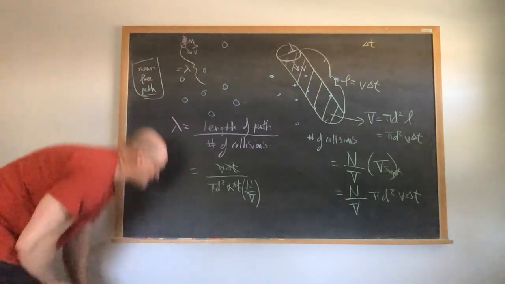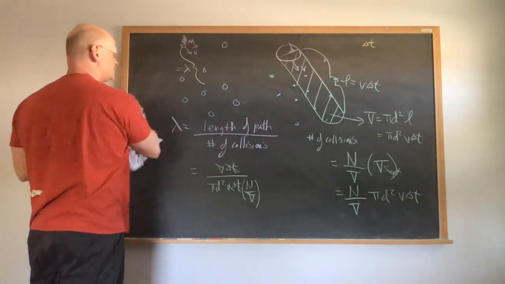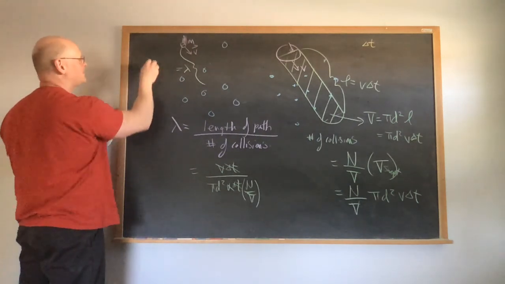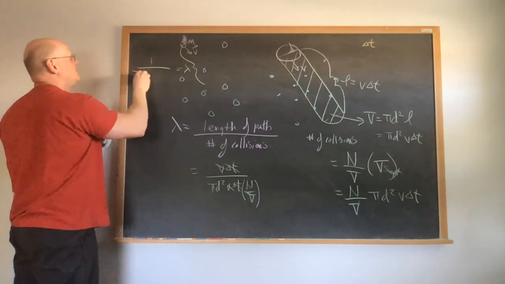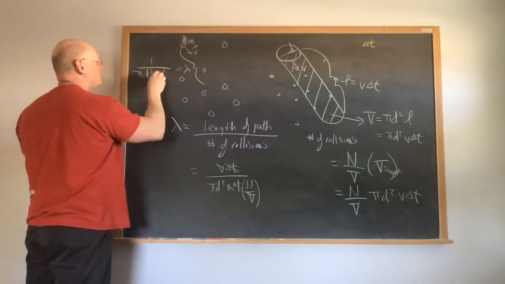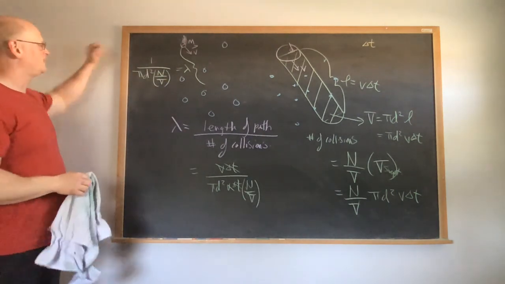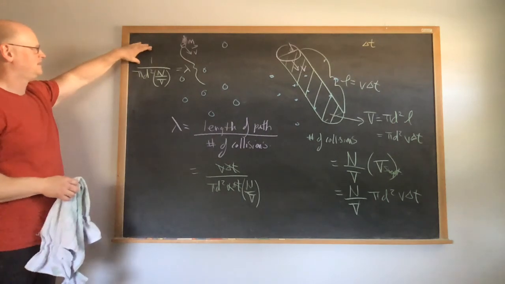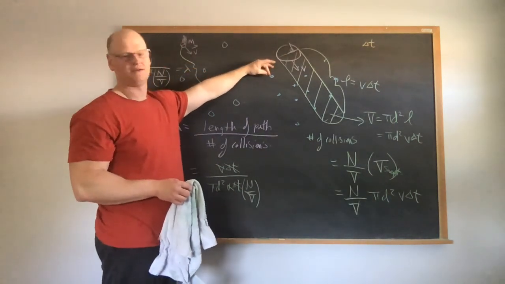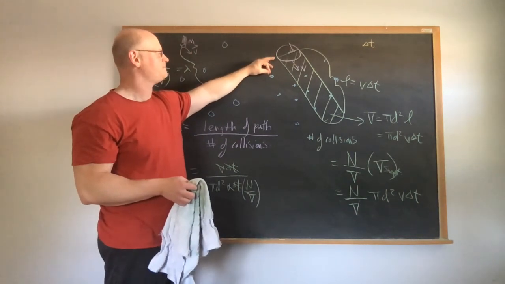So finally, what can we say? The mean free path, which is the average distance between two successive collisions, is simply going to be equal to 1 over pi times the diameter squared times the number of molecules per unit volume. Now again, here we're assuming that all of my particles are stationary. They all have a diameter equal to 0. They're all simply point masses.